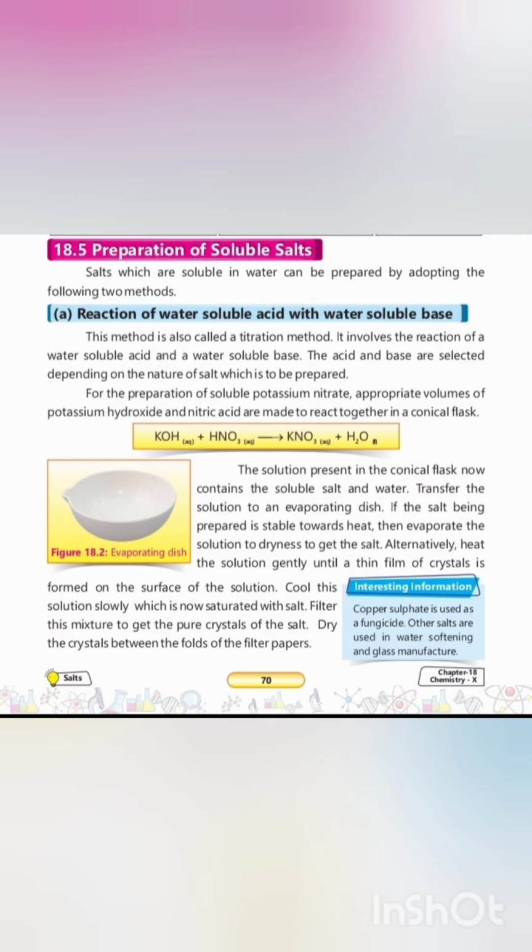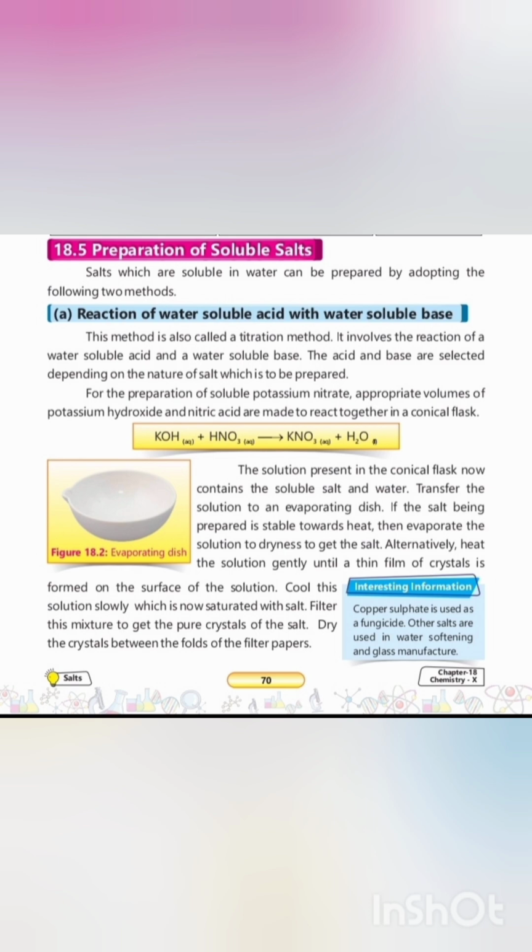Crystallization for pure crystals. Heat the solution gently until a thin film of crystals begins to form on the surface, indicating it is saturated. Stop heating and allow the solution to cool down slowly. Filter the resulting crystals out and dry them safely between the folds of filter paper.